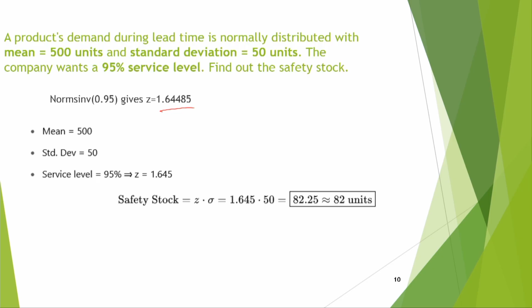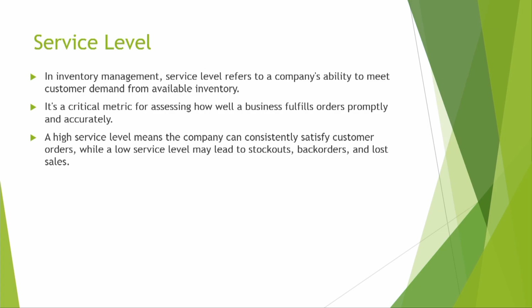Now, the mean is 500, the standard deviation is 50, and a 95% service level gives Z equal to 1.645. How much safety stock should be kept? Safety stock is Z times sigma, that is 1.645 times 50, which is 82.25, or you can say 82 units of safety stock. That is above 500, so something like 582. So this is one problem. Now let us solve another problem.